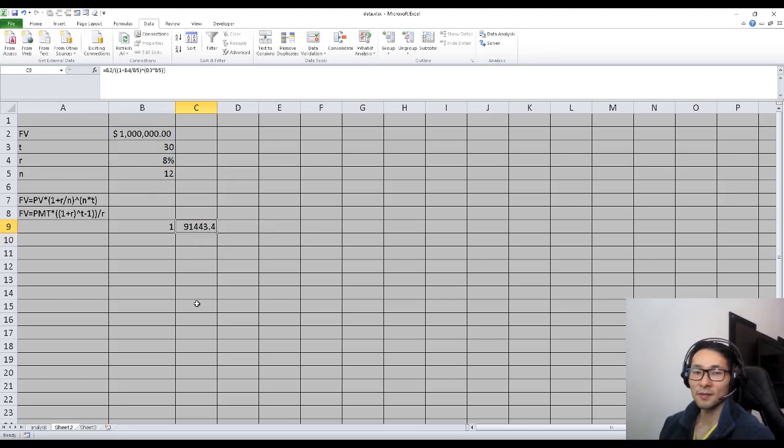And using the first method, algebraic manipulation, we get to a total of $91,443.4. This is how much we have to invest today to get $1 million 30 years from now at an 8% return rate, compounded 12 times a year. These are called PV, and this will be the PMT.